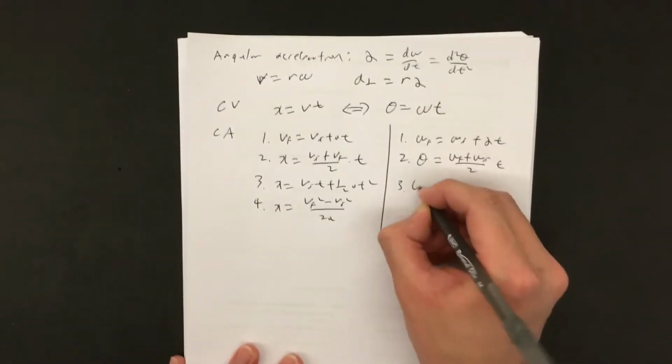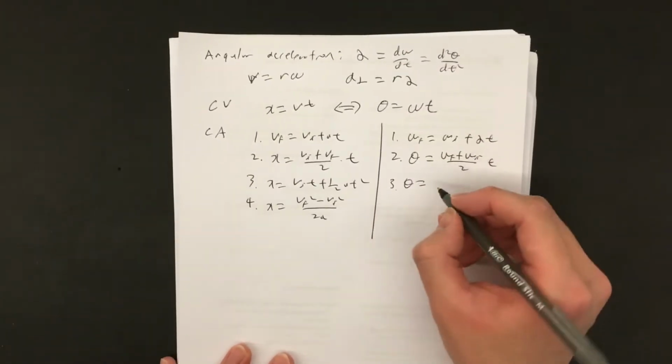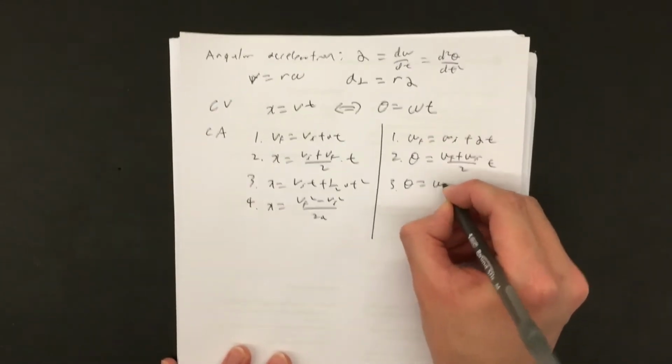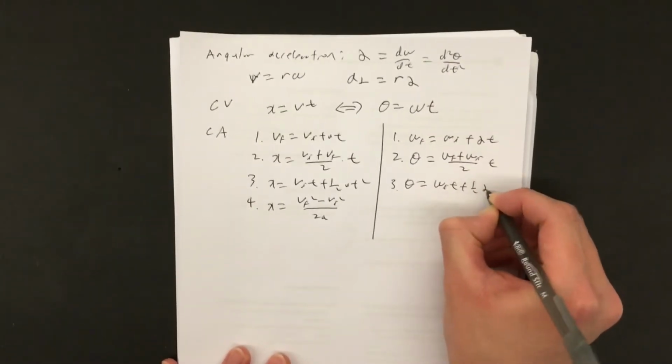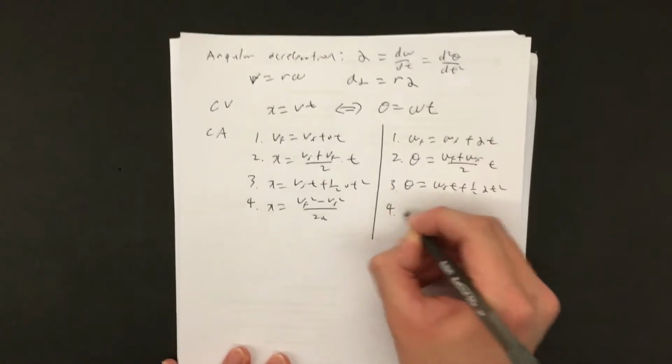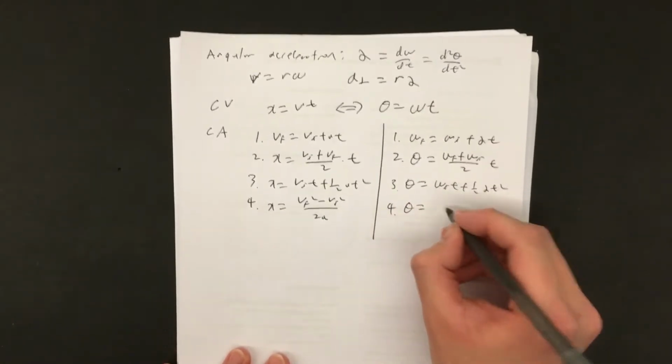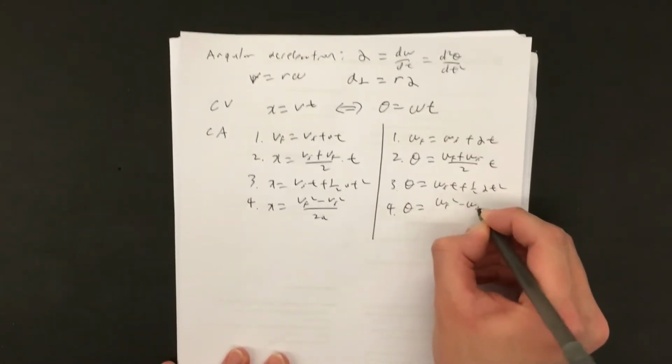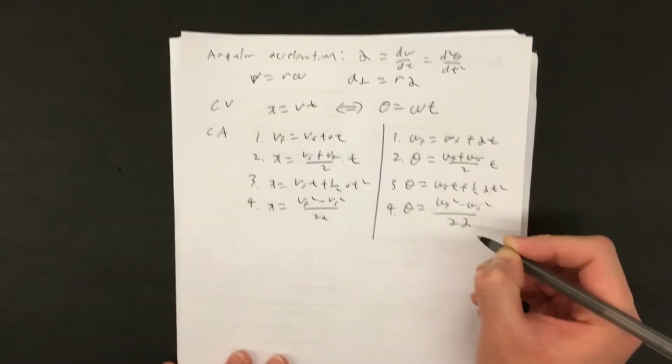The third equation would be theta equals omega initial t plus 1/2 alpha t squared. And the fourth equation would be theta equals omega final squared minus omega initial squared over 2 alpha.